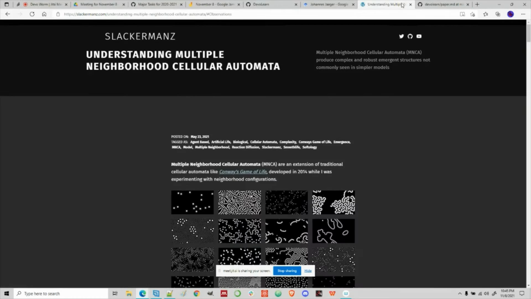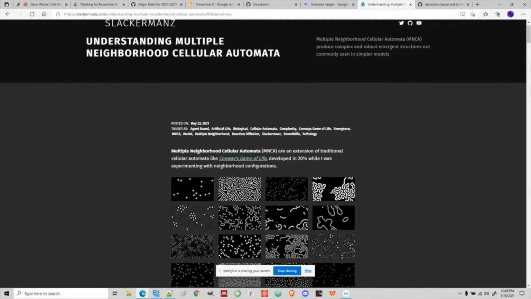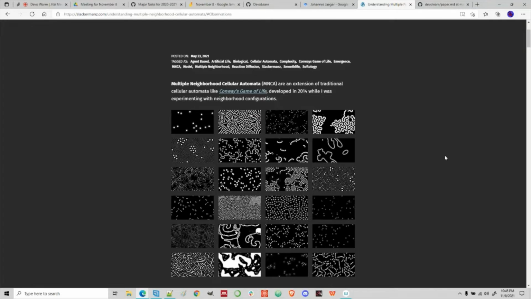First order of business is this article by Slackermans. It's a blog post from Slackerman's blog called "Understanding Multiple Neighborhood Cellular Automata," or MNCA. These types of models produce complex and robust emergent structures not commonly seen in simpler models. This arises out of a conversation about cellular automata and lifelike simulations that we've been having over the past several months. It is an extension of a traditional Conway's game of life cellular automata.